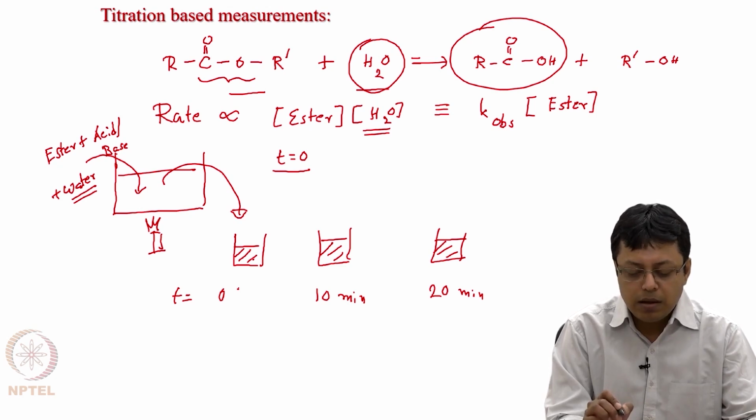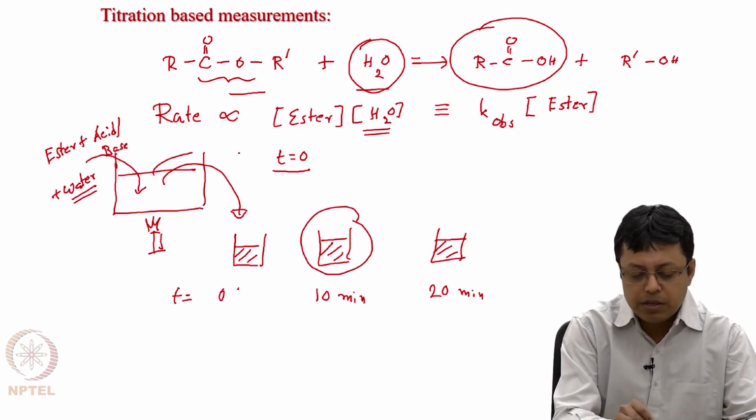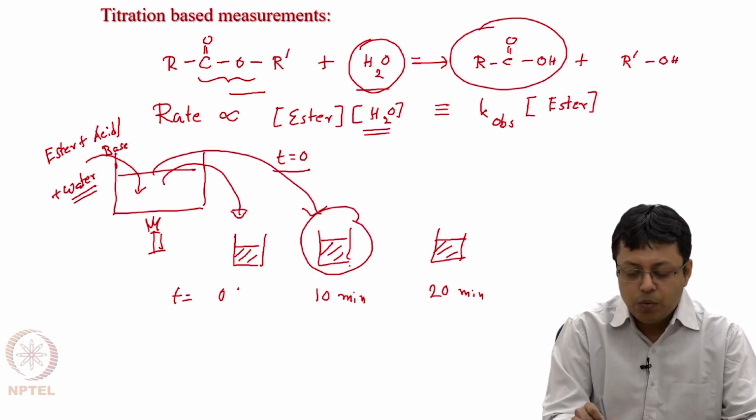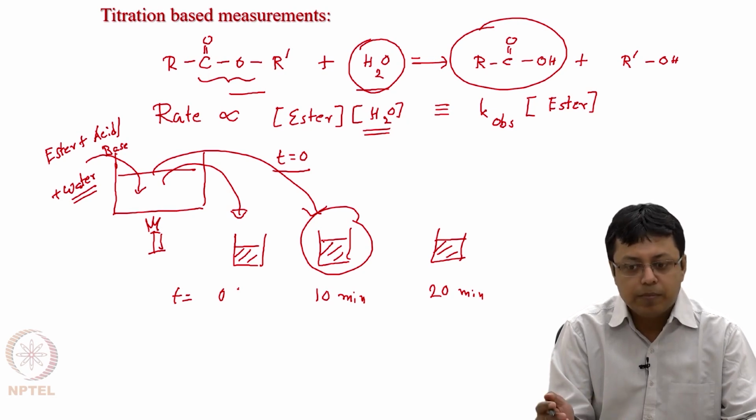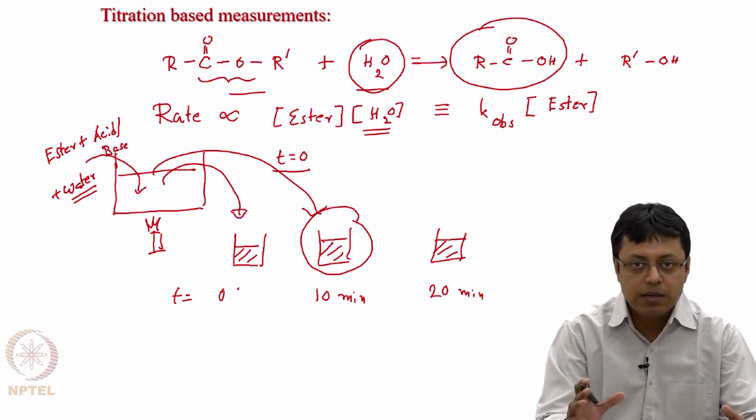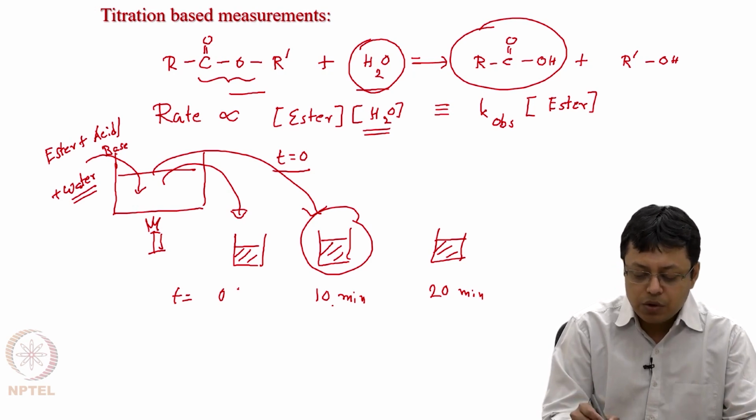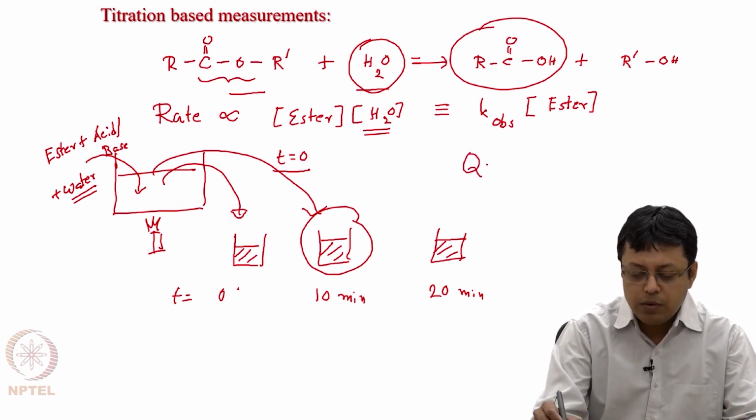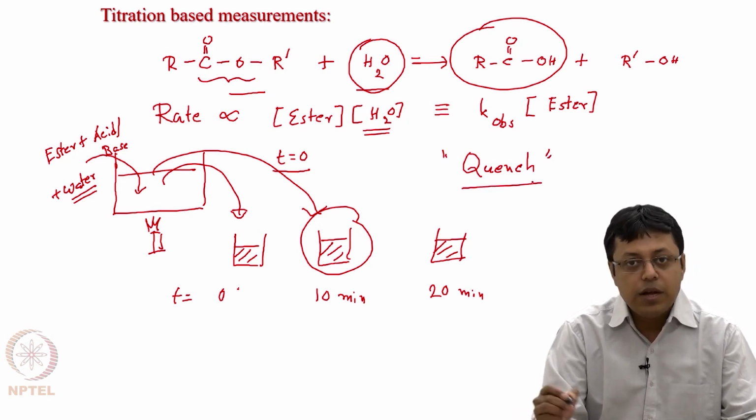Now one crucial point here is that the moment you take this out, suppose after 10 minutes I take out the same volume of the mixture, the reaction will still proceed within this mixture. Your titration takes some time to perform, but you don't want the reaction to happen during the period of titration. So you want to stop the reaction immediately after 10 minutes. This is generally known as quenching the reaction. So the question is how we can quench the reaction in this case.